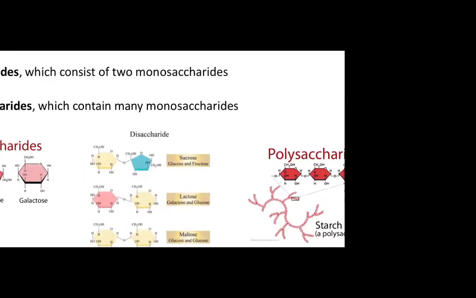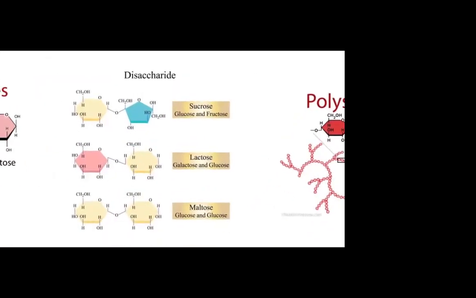The disaccharides that we are going to focus on are sucrose, which is what you may know as table sugar; then lactose, which is milk sugar; and maltose, which is what we know as malt sugar. Again, all of these are disaccharides.